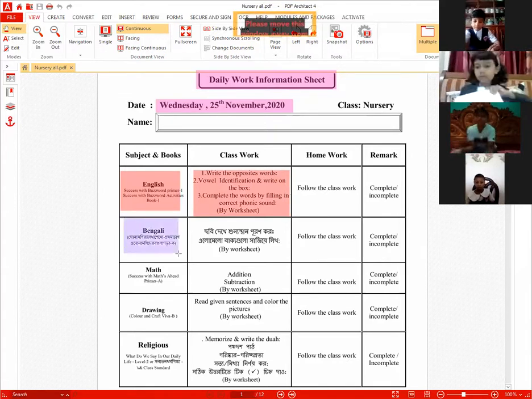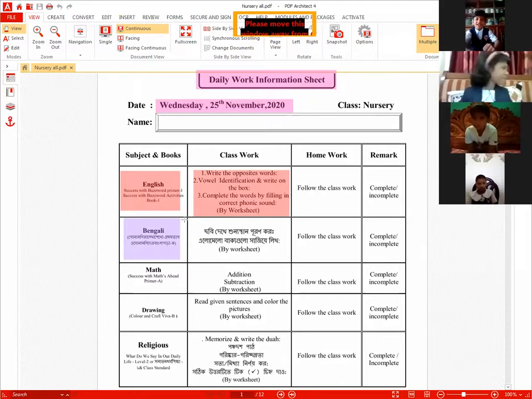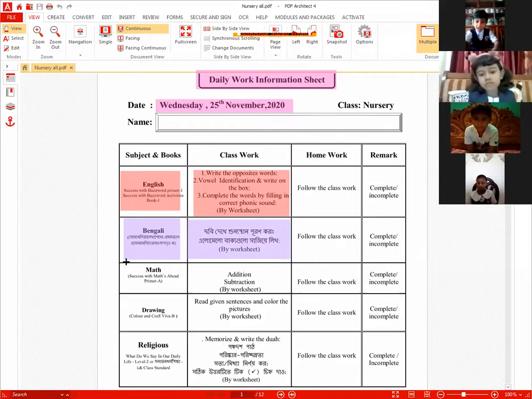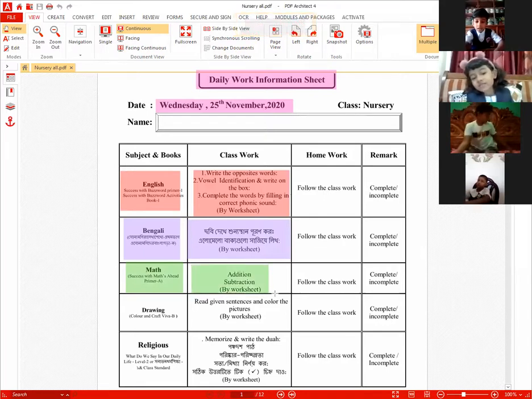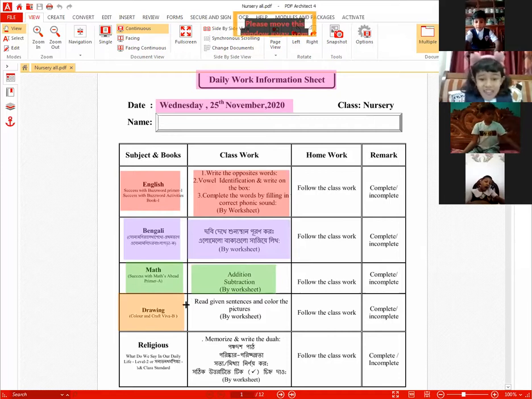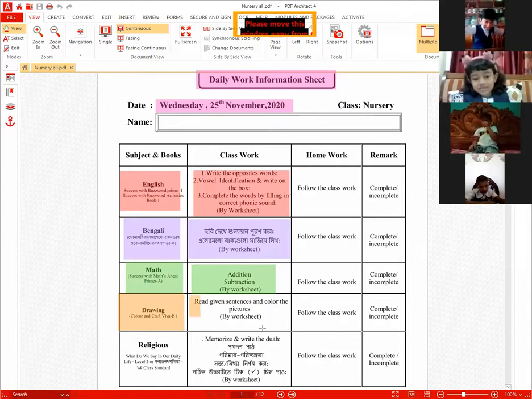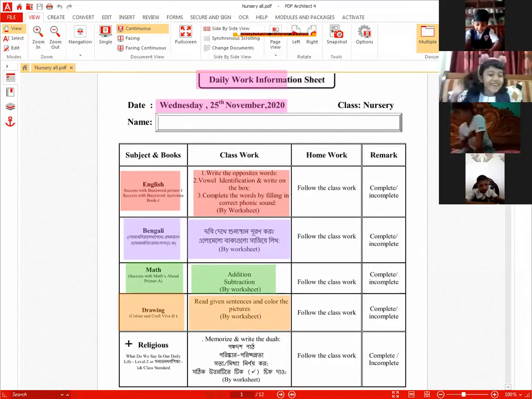The next subject is Bengali. In Bengali, the topic is to look at the picture, complete the sentence, and arrange the jumbled sentences. The next subject is Mathematics. The topic here is addition, subtraction, and addition. The drawing topic is today's read, give a sentence, and color the pictures. And the last one is religious: memorize and write the dua.